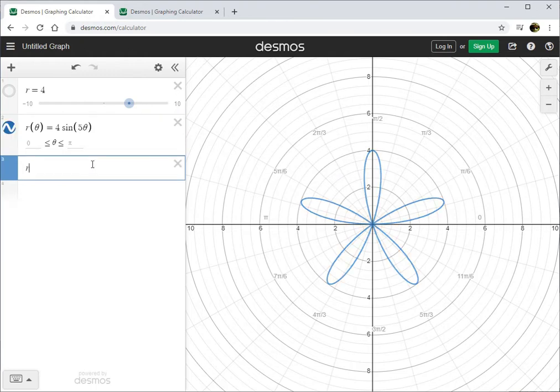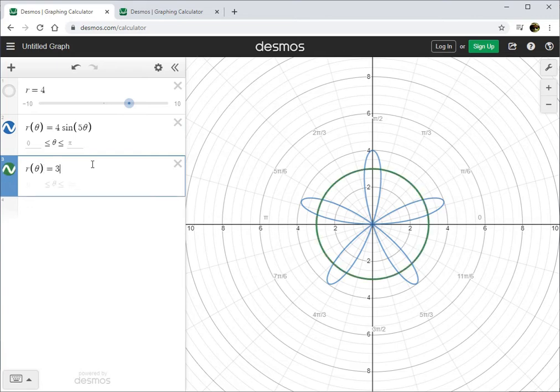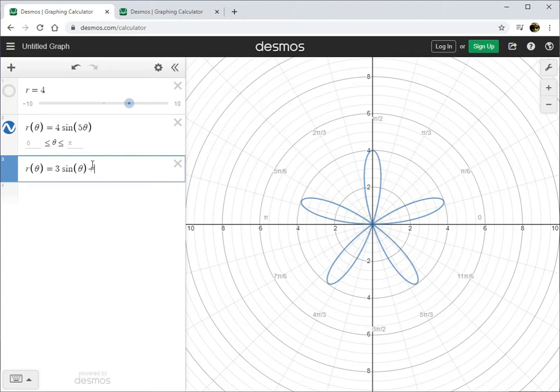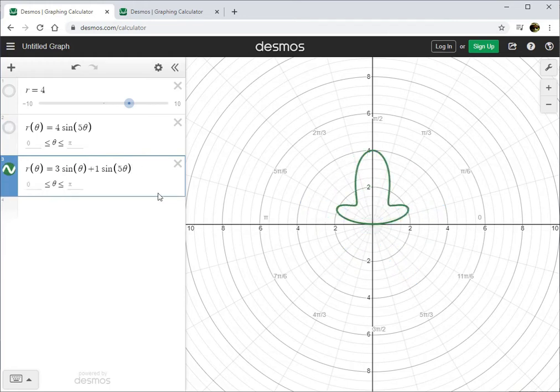Really, anything I want to type in here, it'll go ahead and calculate for me. I could try to add a couple waveforms. I could do something like 3 sine theta plus 1 sine 5 theta. And I get something that looks like, I don't know, a rocket ship or something. But I could change these numbers if I want to.